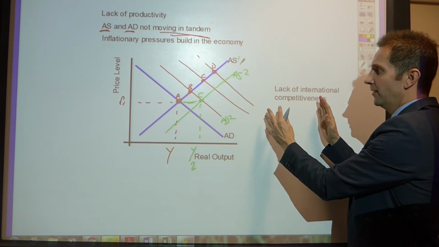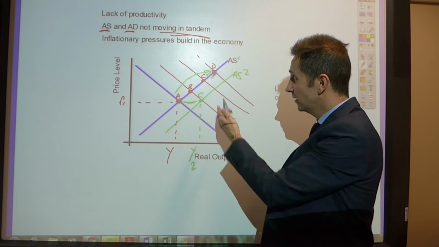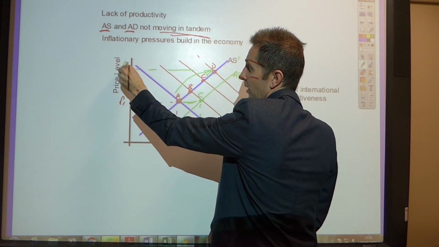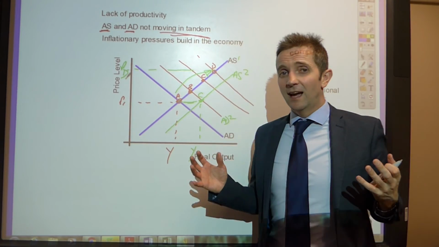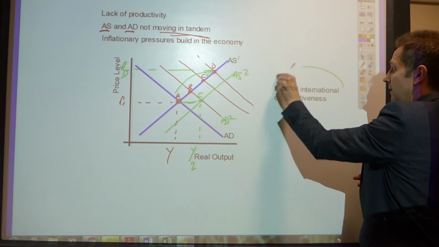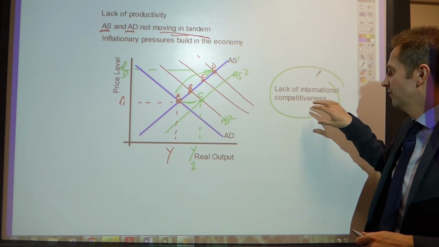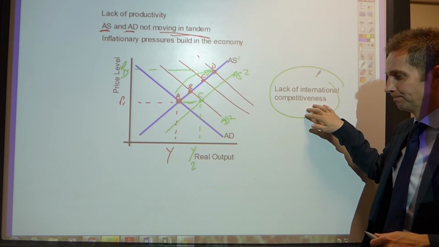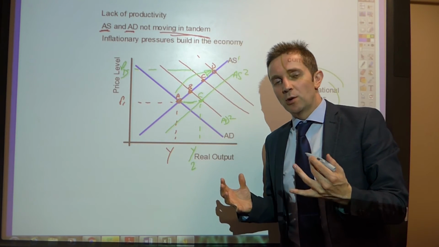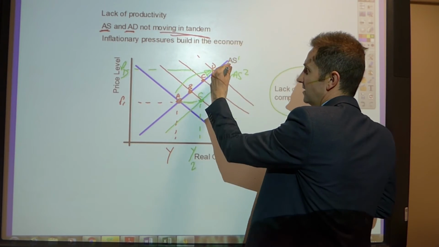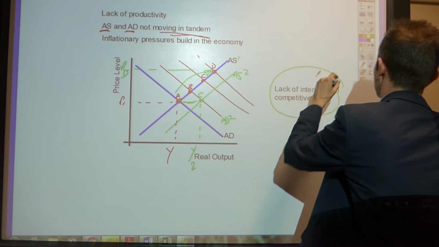Now if you don't do that, then you'll end up going maybe, worst case scenario, ladies and gents here, price level rises all the way up to PD, or P4, whatever it might be. And that makes you very internationally uncompetitive. There's a lack of international competitiveness there. And so you'll be familiar then with the term supply side policies, getting AS to shift to the right in conjunction and in tandem with AD.